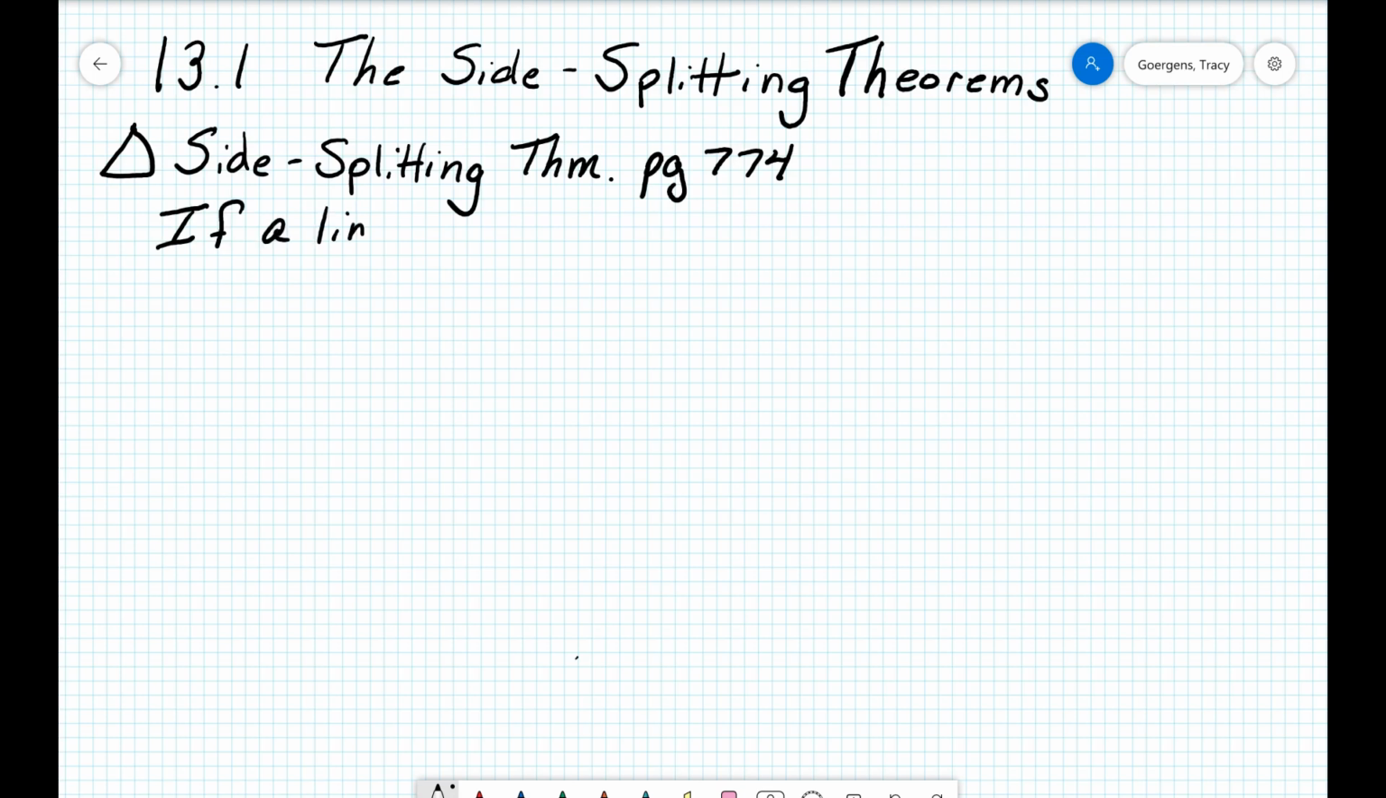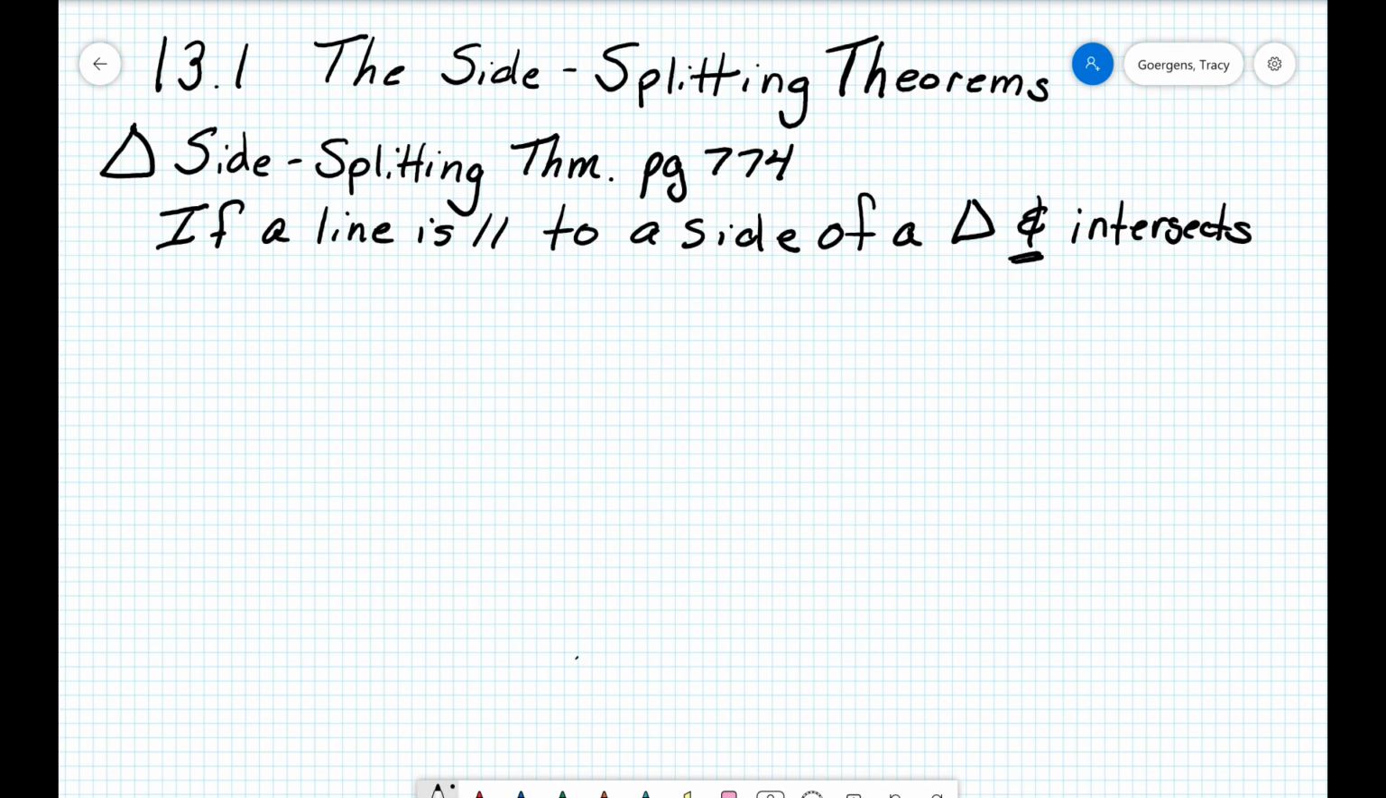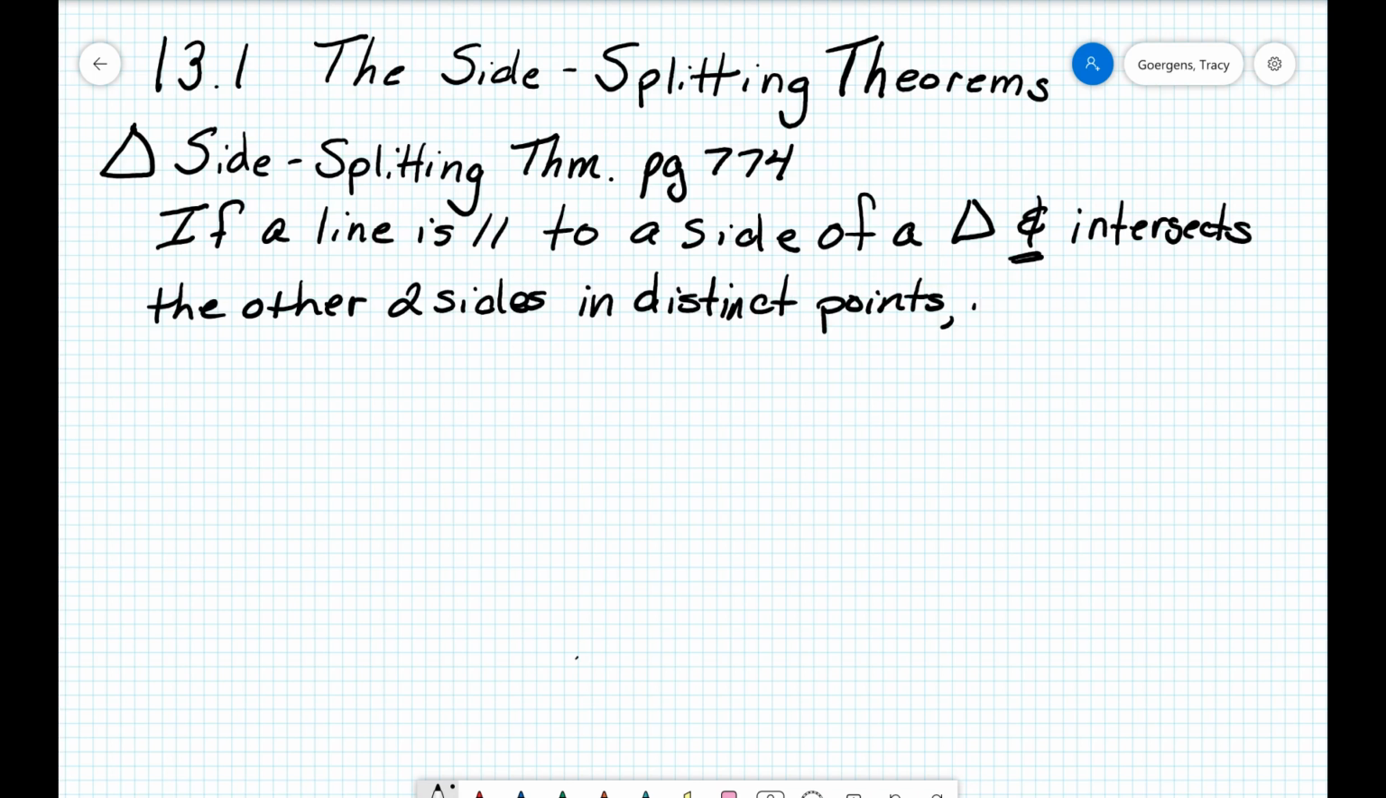If a line is parallel to a side of a triangle and intersects the other two sides in distinct points, it splits these sides into segments that are proportional.